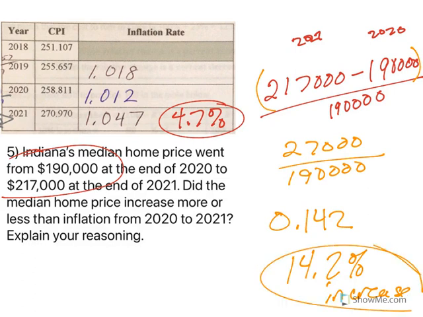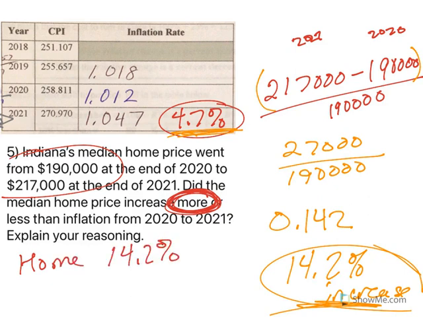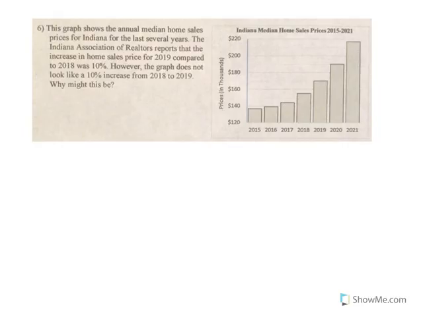Now, the CPI, the overall inflation rate was 4.7, and the housing increase was 14.2. So, did home prices increase more or less? Well, it's more, like significantly more, right? Home prices increased 14.2%, while the inflation rate was only 4.7. I say only, but dear goodness gracious, that's a lot. Okay, and the last one here.